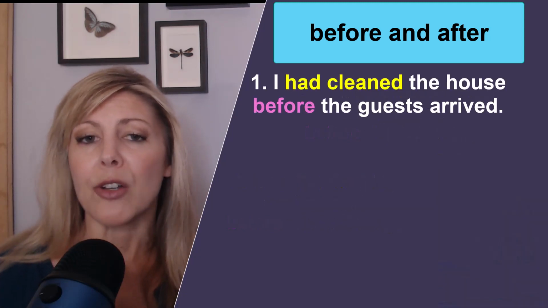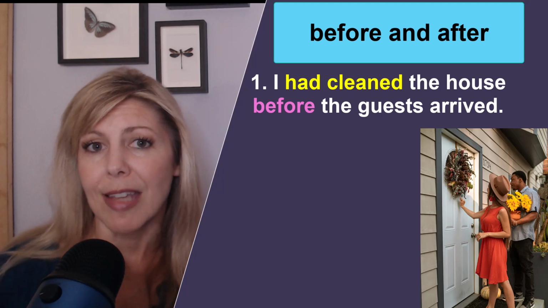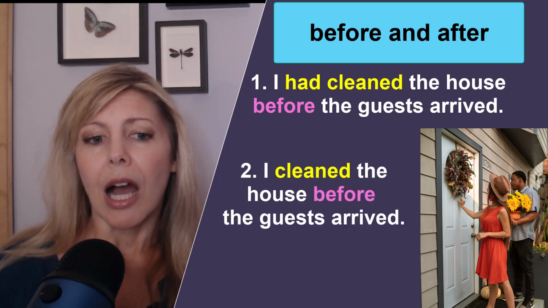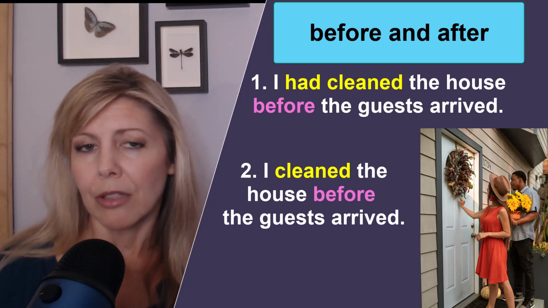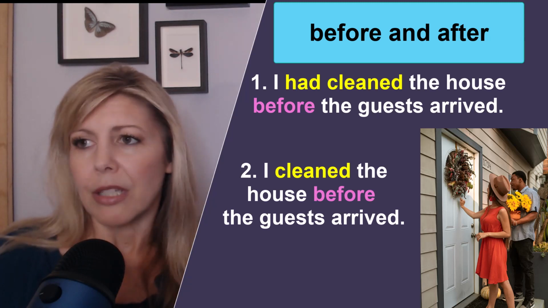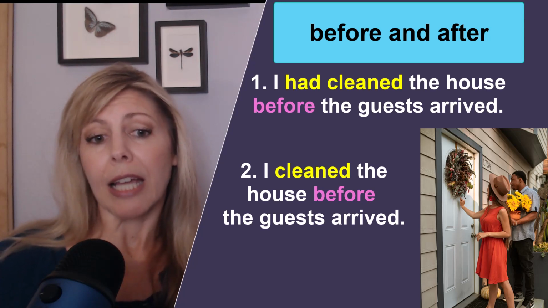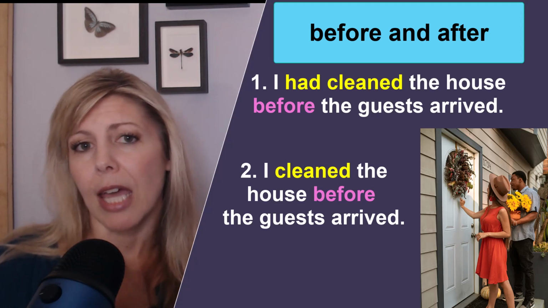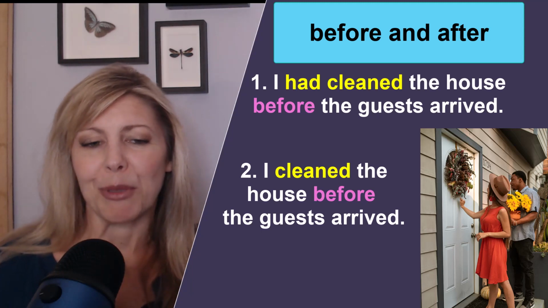I had cleaned the house before the guests arrived. 2 events, clean the house, then the guests arrive. So I can say had cleaned. But I can also say I cleaned the house before the guests arrived. No had. That sentence is very clear. It's acceptable to just say, I cleaned the house before the guests arrived. I can say had cleaned. So this is okay. This is acceptable.